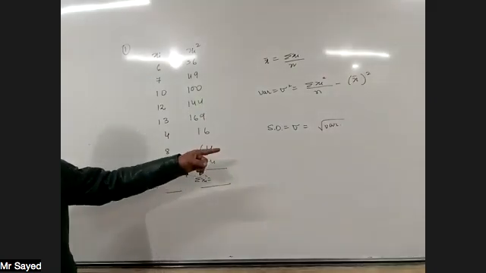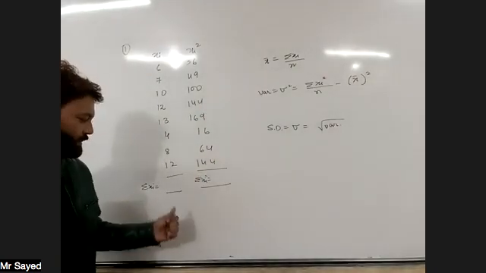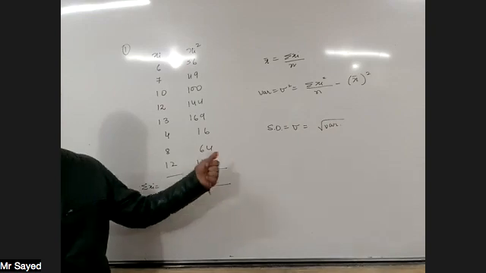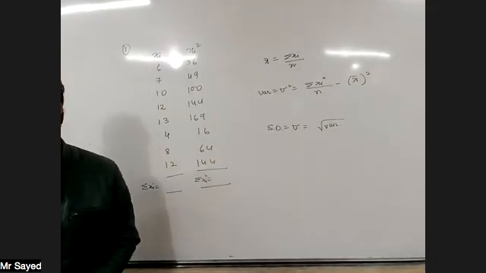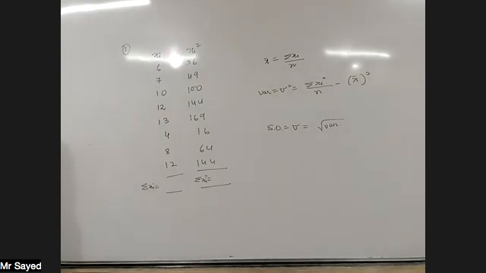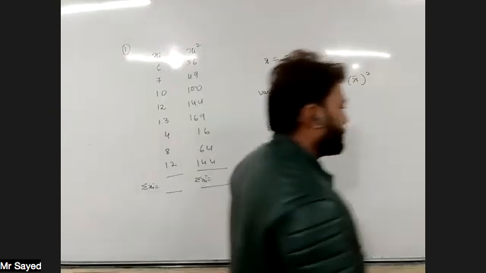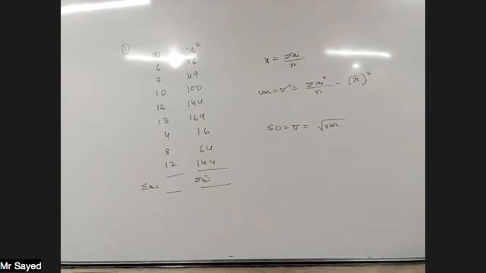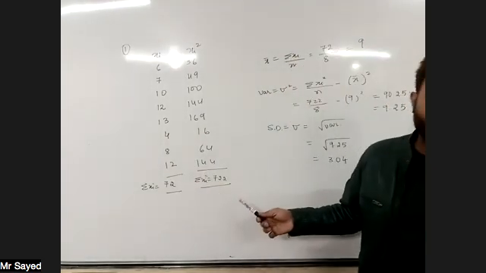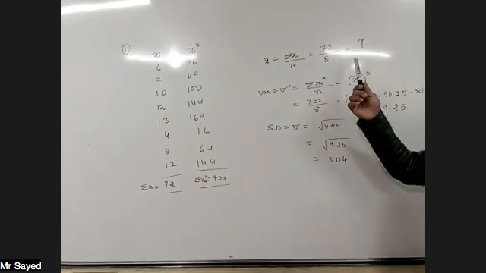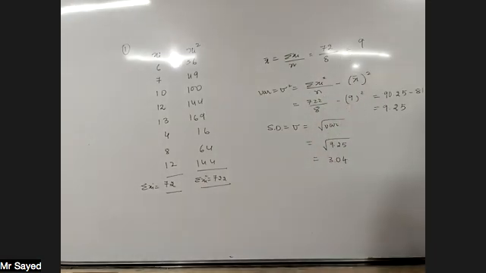You people know the formula. You people know how to do the calculations. Just complete these blanks and put the values on your own, right? Summation xi, summation xi square. Then use the formula for mean, variance, and standard deviation.